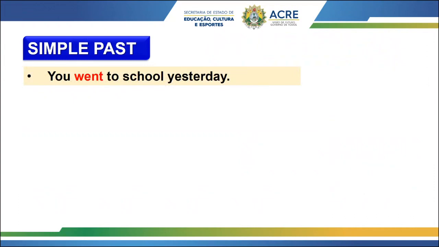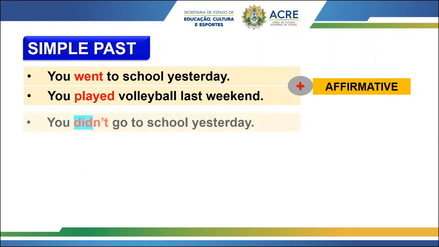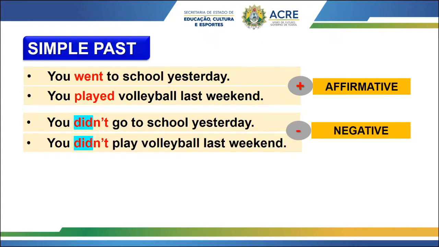So let's take a look here. You went to school yesterday. You played volleyball last weekend. It's an affirmative sentence. Okay? You didn't, remember, did plus not, didn't. You didn't go to school yesterday. You didn't play volleyball last weekend. That's the negative form. You have the auxiliary verb and the word not, okay?